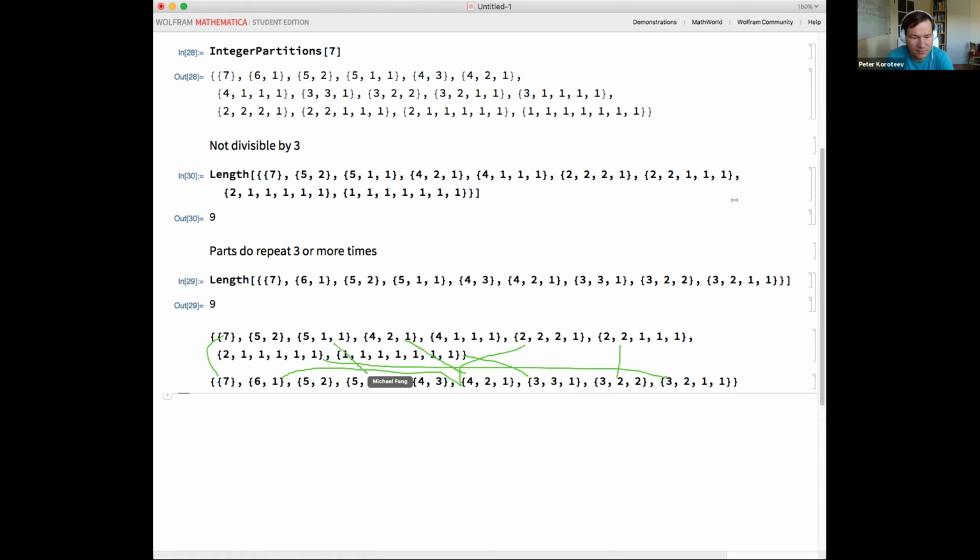There's also 5, 2, right? So 5, 2 should go to 5, 2. And 5, 1, 1 goes to 5, 1, 1. Excellent. How about 6, 1? Yeah, 6, 1 is 2, 2, 2, 1. Yeah, that's right. Good. So you see, it's the same idea, right?